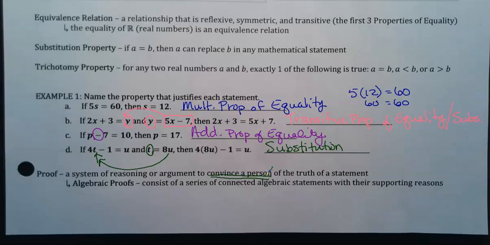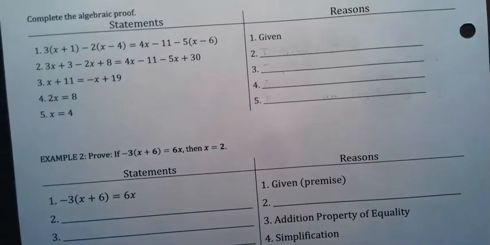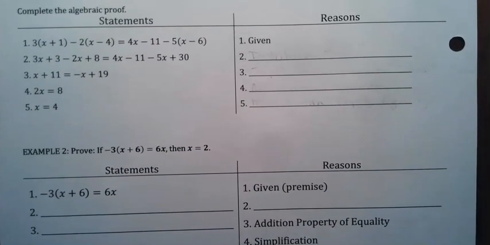Okay, algebraic proofs then consist of a series of connected algebraic statements with their supporting reasons. All right, so we're going to get into a few of those on the back, just some algebraic proofs. First up, we want to complete the algebraic proof. Notice this is called a two-column proof. So it indeed has two columns, right? Instead of writing whole sentences and paragraphs, we're just going to do a two-column proof.